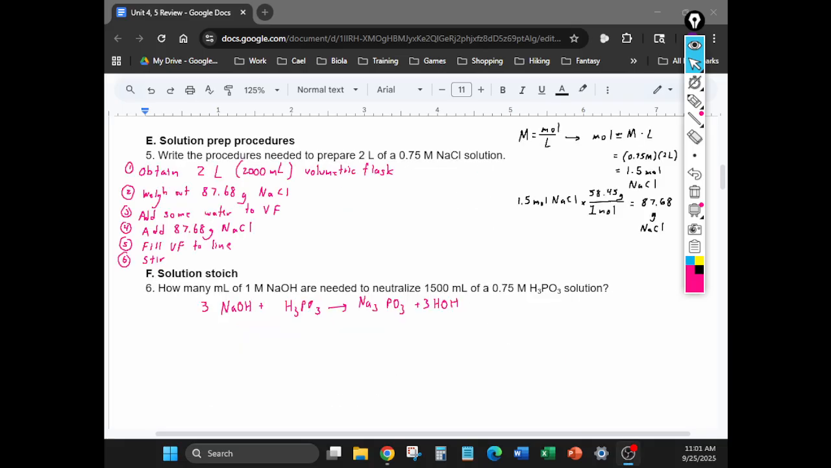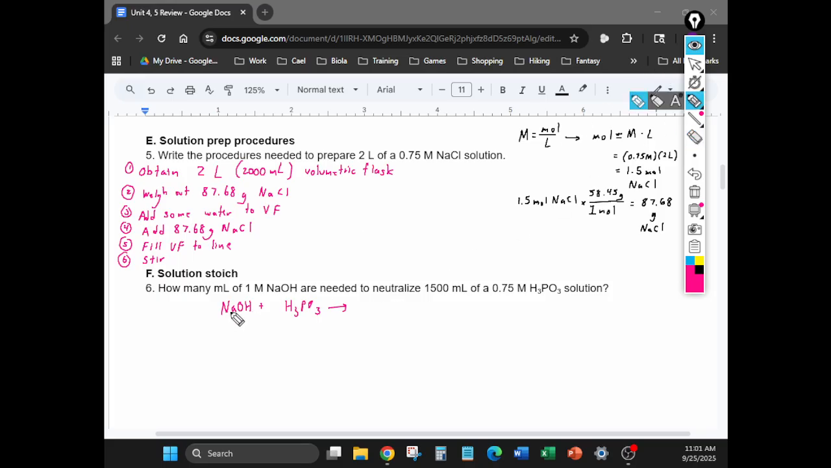All right, guys, let's start going over number 6. So number 6, first thing you want to do is you want to write your balanced equation. So I'll get rid of the balance part first, but let's talk about how we got it. So pretty simple on the reactant side. You got your base NaOH, and you got your acid right here, H3PO3, and they're going to react together.